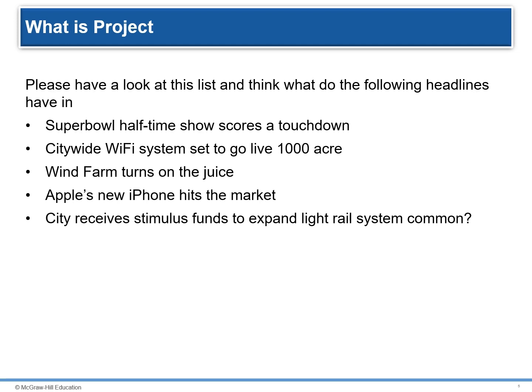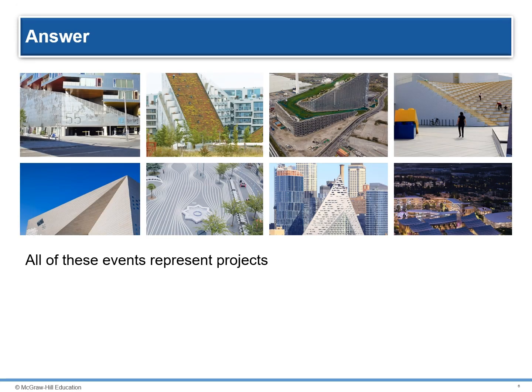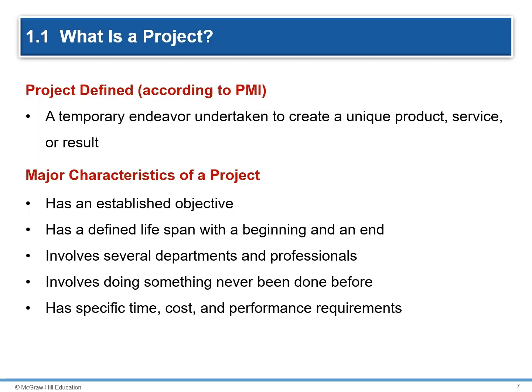What is a project? Please take a look at these five sentences and see what those headlines have in common. For example: Super Bowl halftime show, citywide Wi-Fi system, wind farm, Apple's new iPhone, and city receives stimulus funds to expand light rail system. So the answer is, all of these are big events, but they represent big projects. This indicates what a project is about.